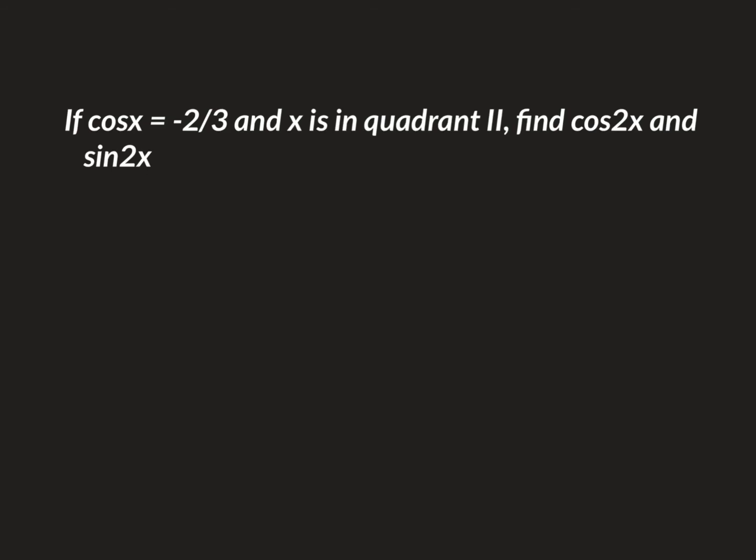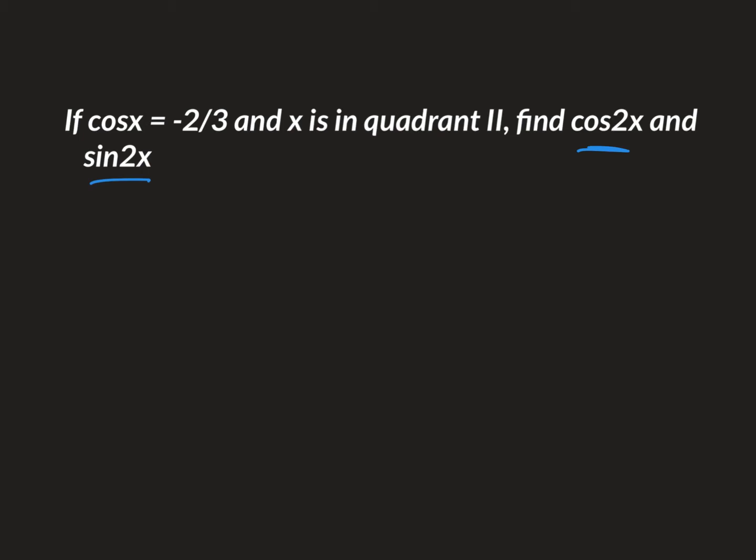All right, so the first one says, if cosine is negative 2/3 and is in quadrant 2, find cosine 2x and sine 2x. Now, before you can find either one of these, either cosine 2x or sine 2x, you need to have both cosine of x and sine of x. So I know cosine of x is negative 2/3. I also need to find out what sine x is right there.